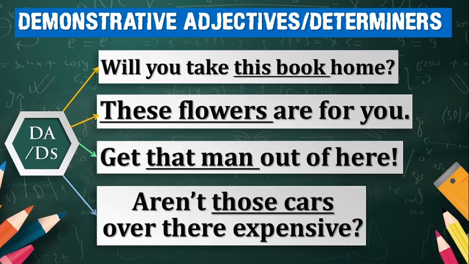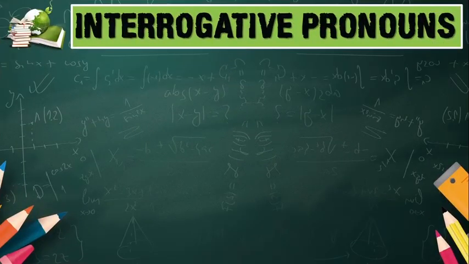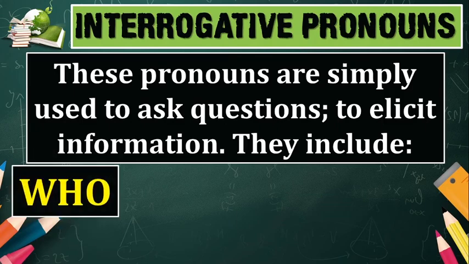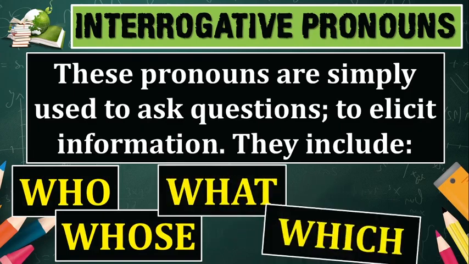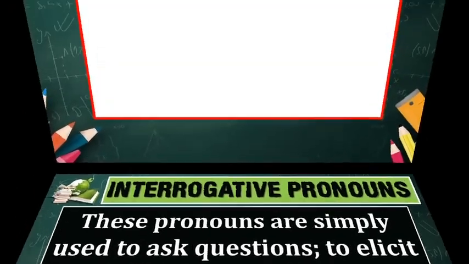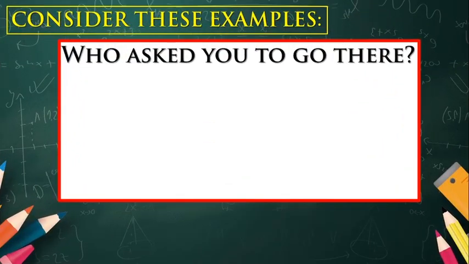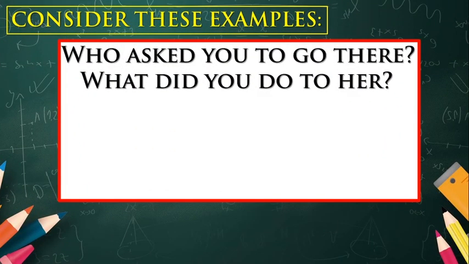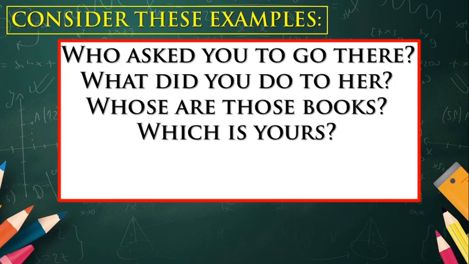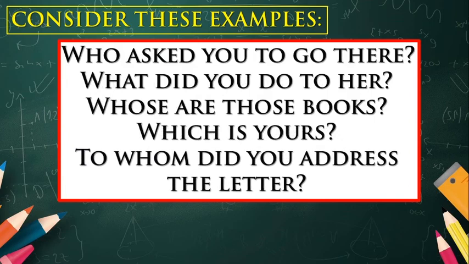The next type of pronouns that we have in English is the interrogative pronouns. When you talk about interrogative pronouns, they are simply used to ask questions, to elicit information. And these include who, whose, what, which, and whom. Let's look at some examples of interrogative pronouns. Who asked you to go there? What did you do to her? Whose books are those? Which is yours? To whom did you address the letter?